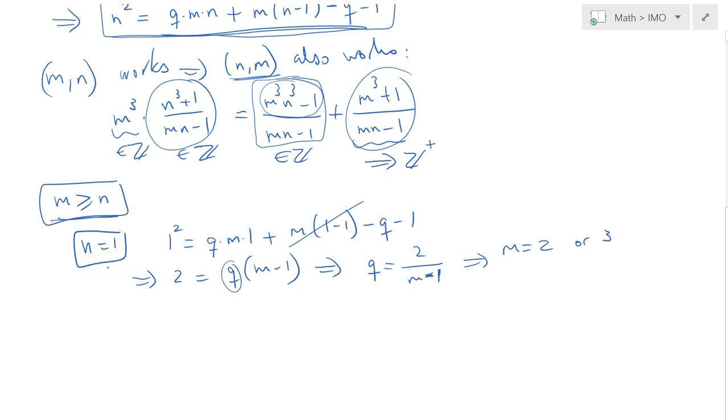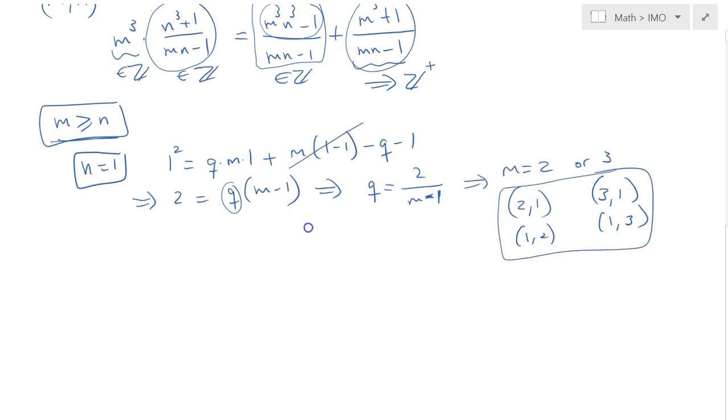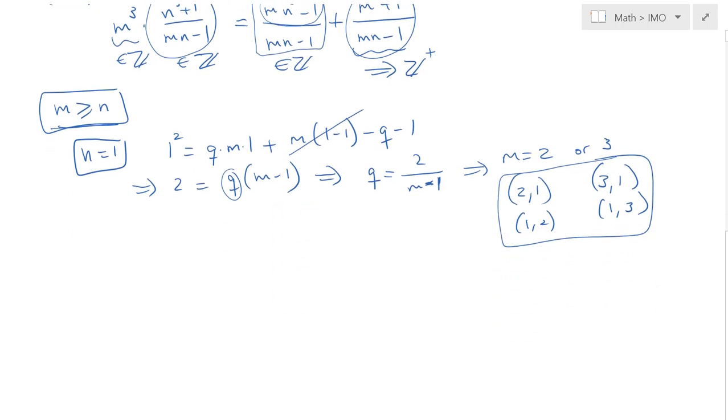So therefore we have solutions (m, n) = (2, 1) is a solution, as well as (3, 1), and as well as the symmetry, we need to consider the symmetry, (1, 2) and (1, 3) are also solutions. So far we have found 4 solutions.